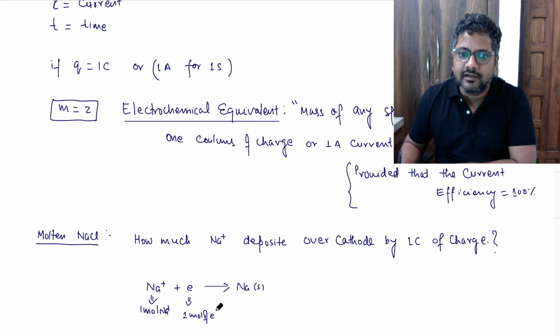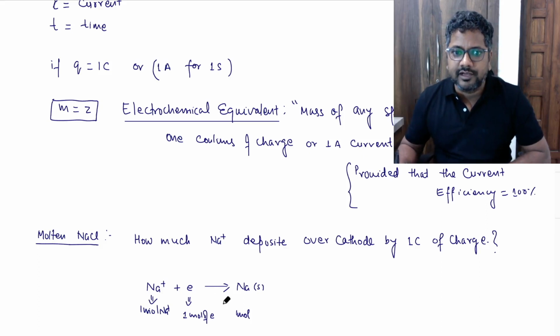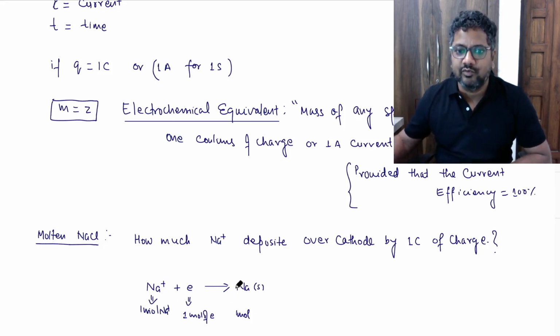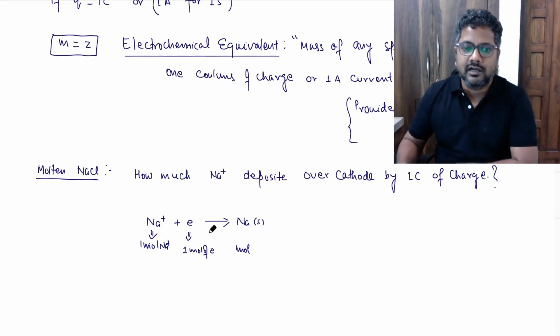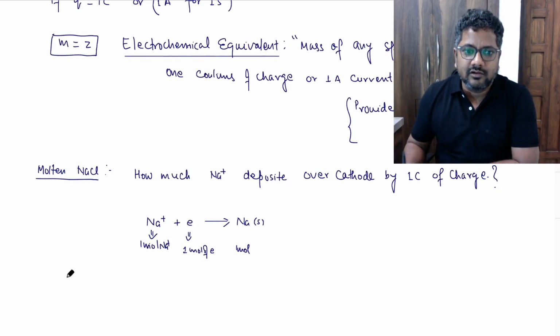1 mole of electron. You cannot read this as 1 electron, right? And this is 1 mole of sodium. 1 mole. So you have to read this equation in terms of moles. So all of you know how much charge is carried by 1 mole of electron.